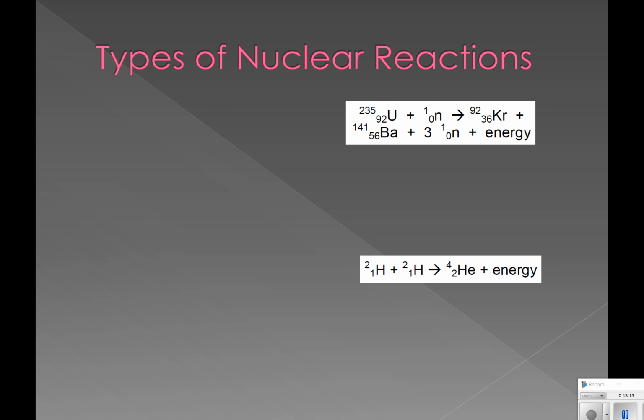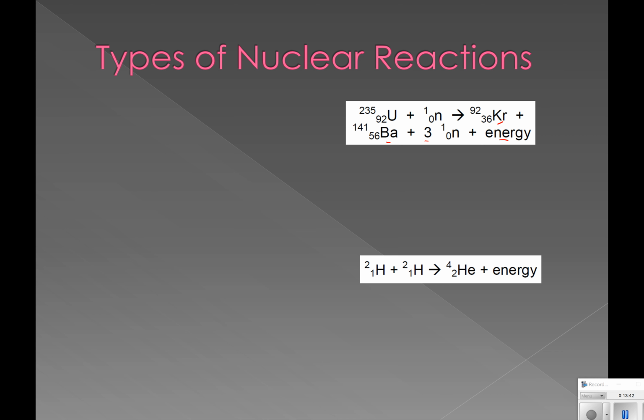Now we're going to take a look at 2 different types of nuclear reactions. You need to be able to compare and contrast between these 2 different types. And the 2 different types of reactions are shown here. And we'll talk about some specific details and particulars for each type of reaction. The one on top here is a little bit harder to read, but to the right of the arrow, we have 3 products plus energy.